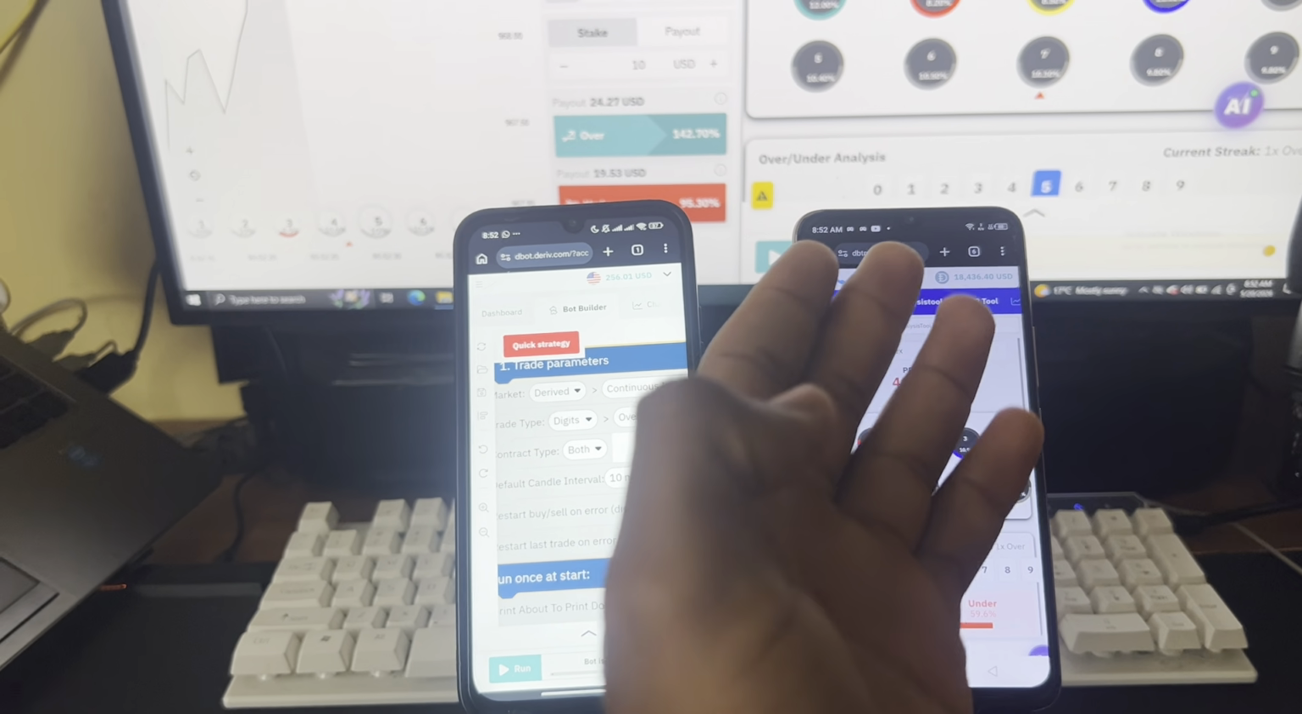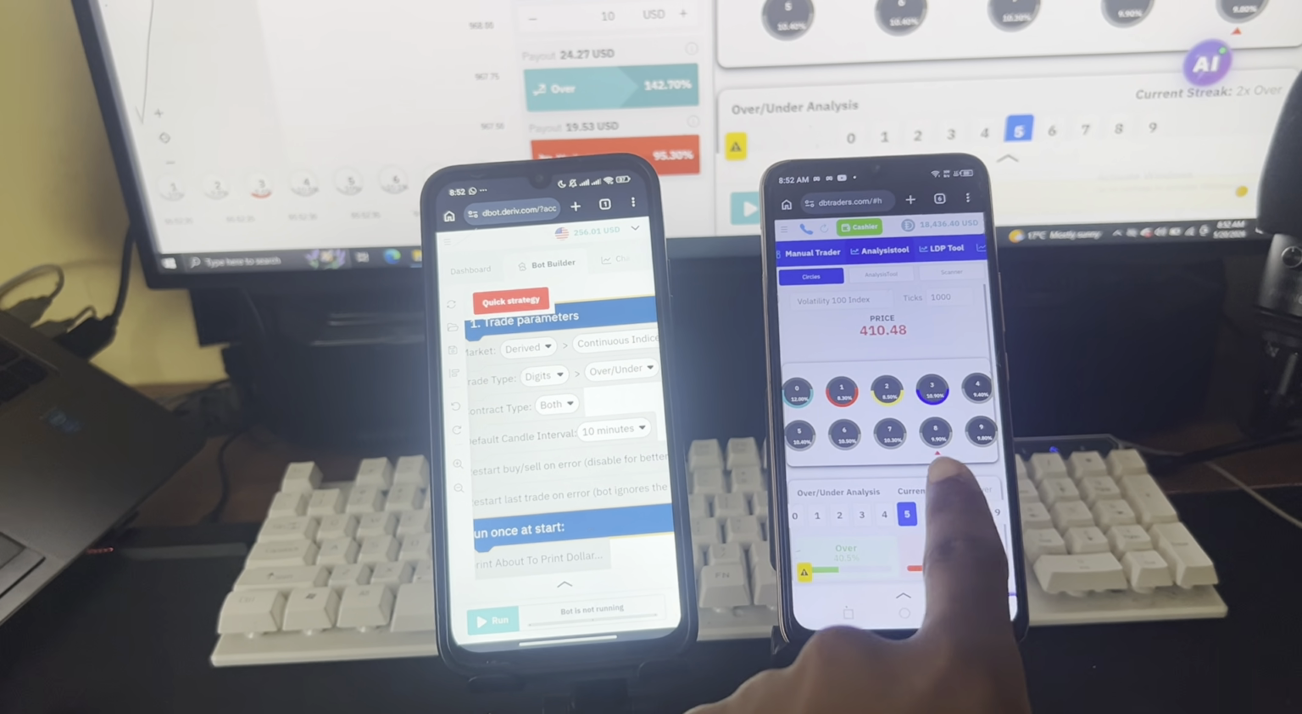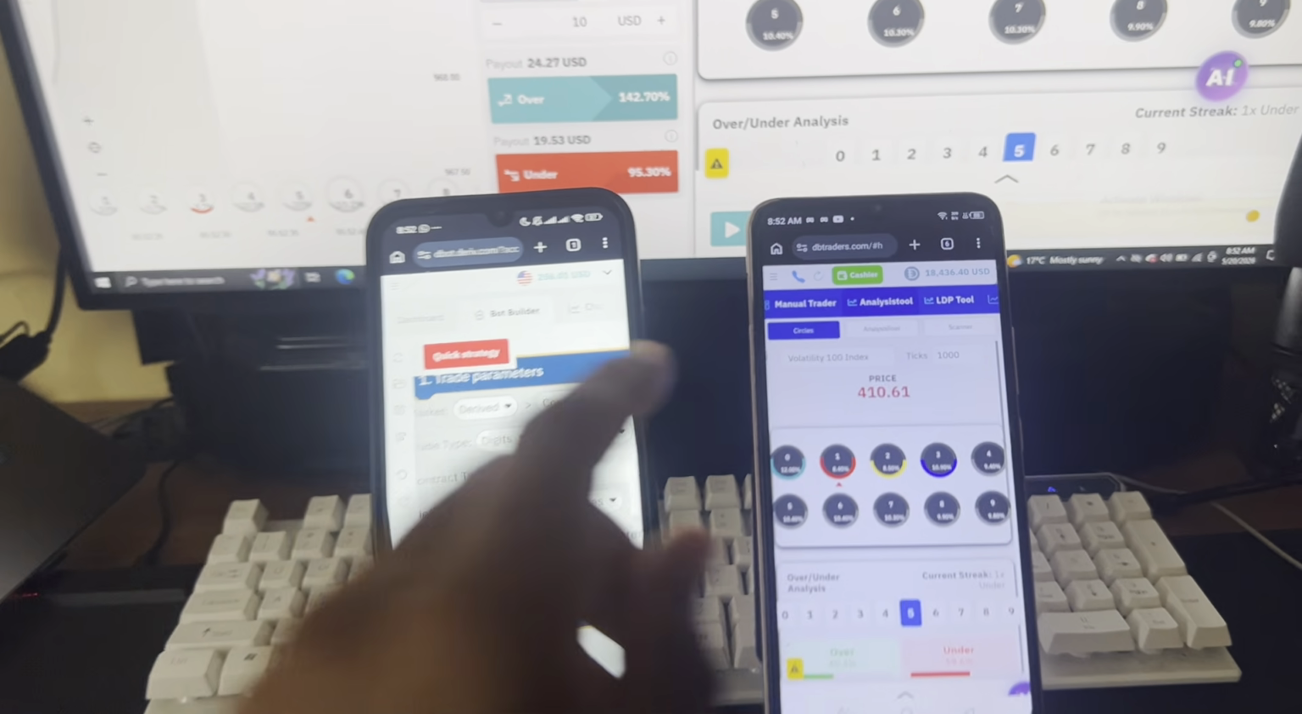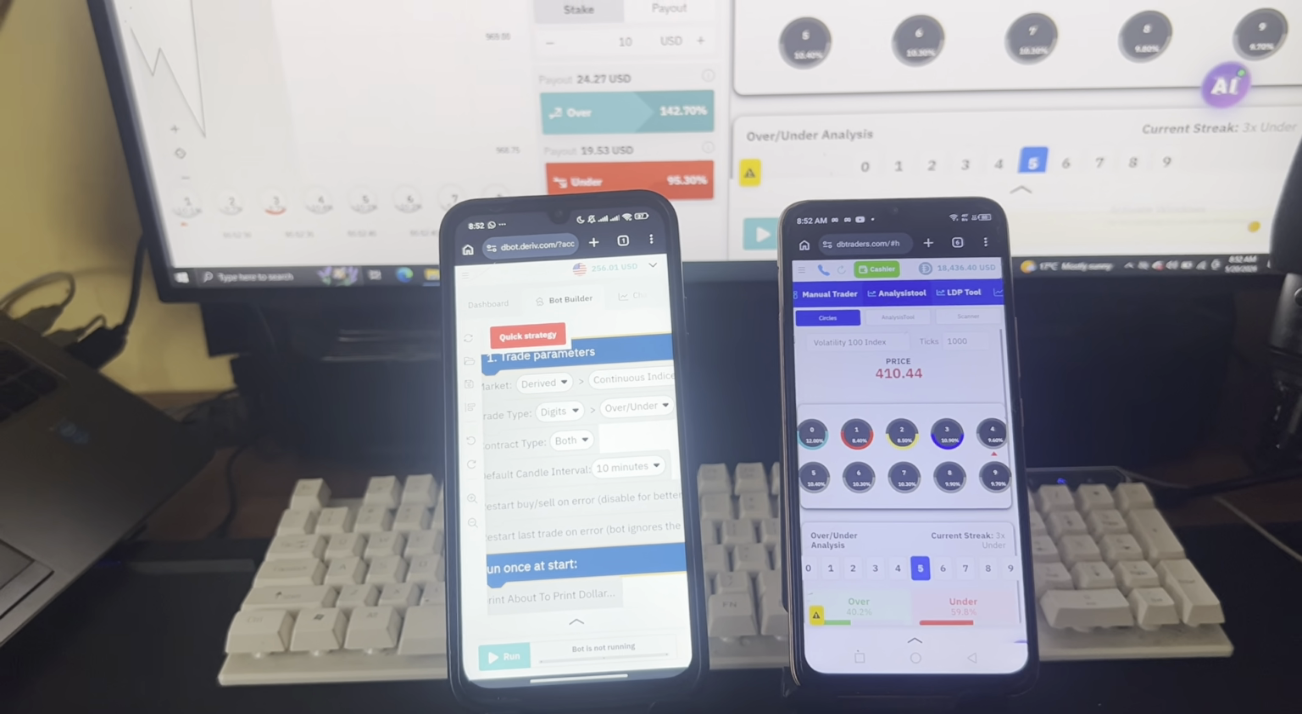Basically I can recommend that you use dbtraders.com so that you're able to see these tickers. You can see here I have my ticker, okay? The platform I'm using here is called dbtraders.com. You can see it there, okay? So you can be able to use that ticker effectively.